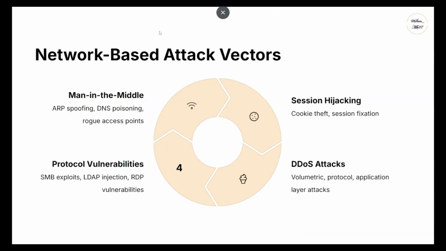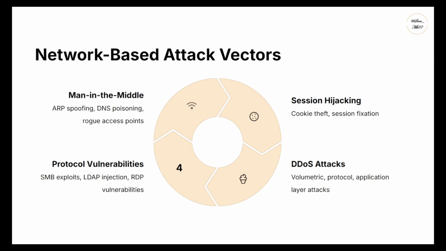Now let's talk about network-based attack vectors, which focus on intercepting, manipulating, or overwhelming network communication. These attacks can be used for spying, data theft, or service disruption, and they often rely on exploiting trust and weakness in protocols. One common vector is the man in the middle (MITM) attack.